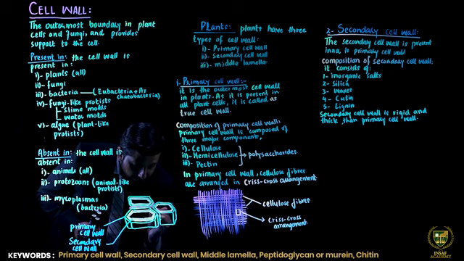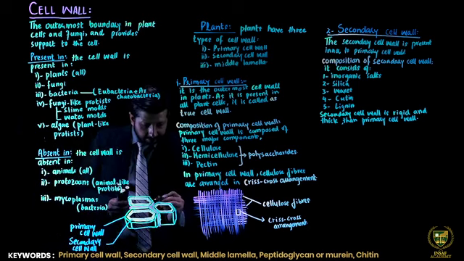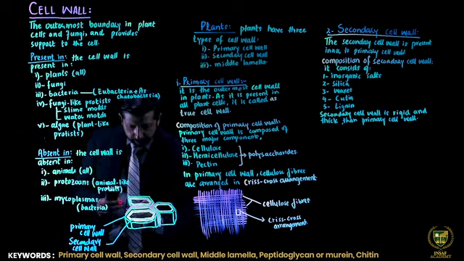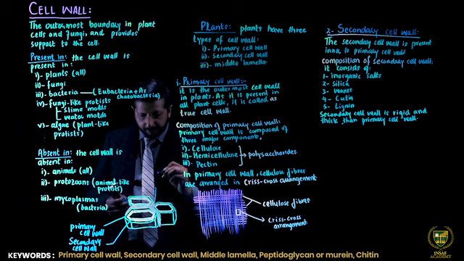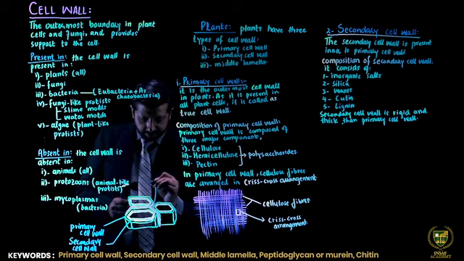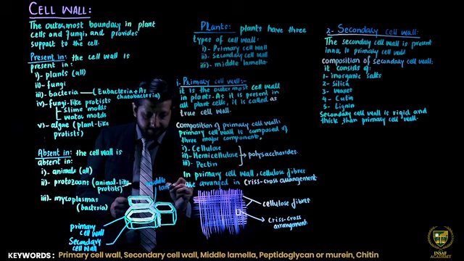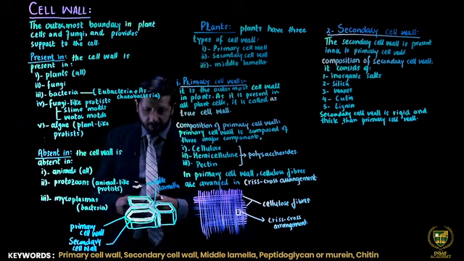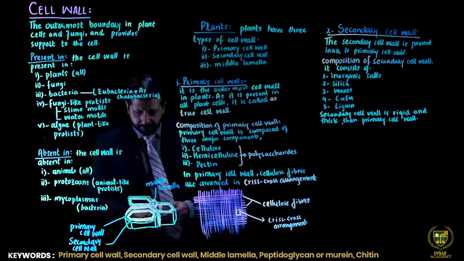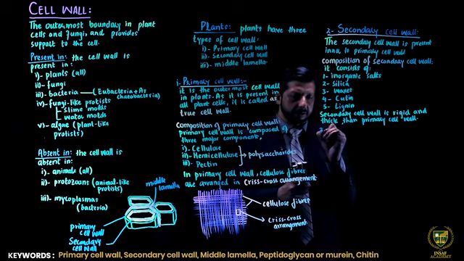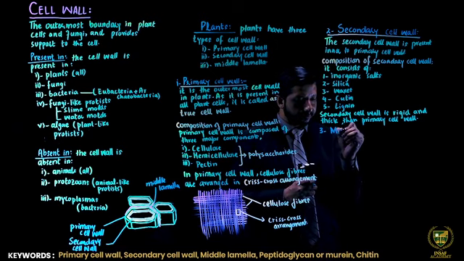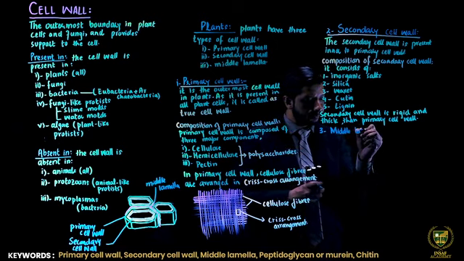Over here, like this. So this pink colored boundary is the middle lamella. Now, so these are the plant cells, clear? Now I'm going to discuss the third, that is middle lamella.